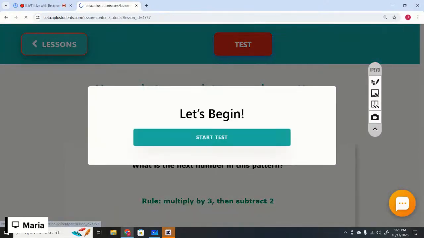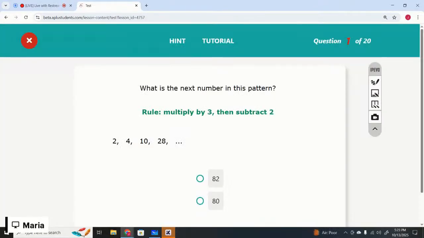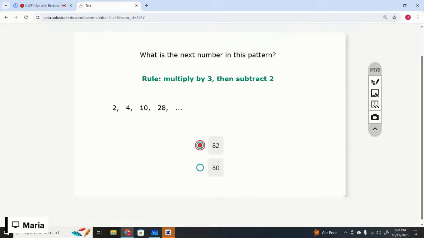Let's just start with the test questions. What is the next number in the pattern? That is 82. Option number 1 is the correct option.